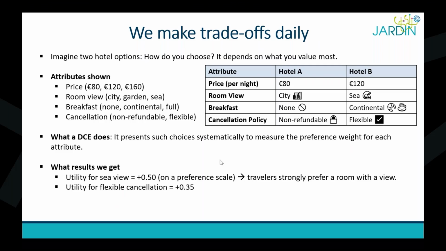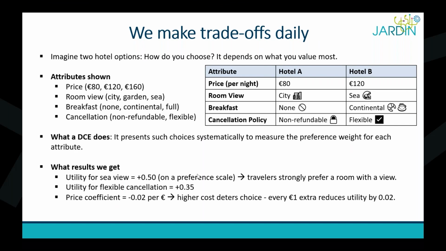This is just an example. It might be 0.35, for instance, for flexible cancellation policy. It means that this is positively valued. And then for the cost, you would expect to get, let's say, a negative number. If you click next, Sylvia, please. This is as expected. It is negative. Higher cost reduces the probability of choosing a hotel. So this is the kind of results we expect to get in a discrete choice experiment.